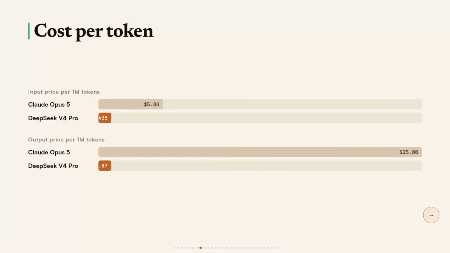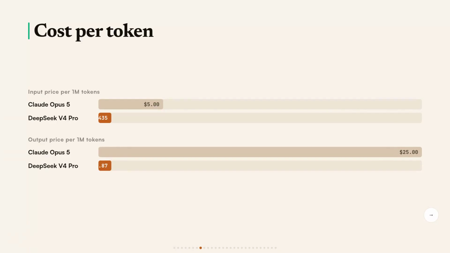So this is where a lot of people get burned. They pick based on quality alone, and then get shocked by the bill once they're running these models at real volume every day. DeepSeek V4 Pro charges $0.435 per million input tokens and $0.87 per million output tokens.